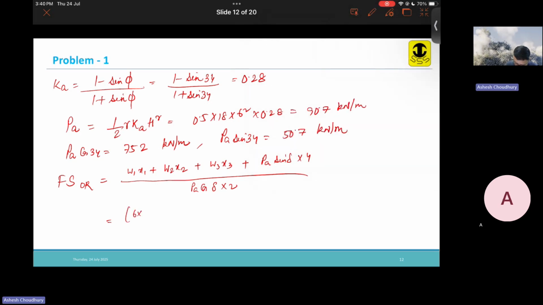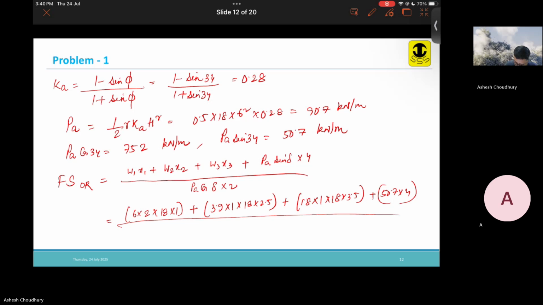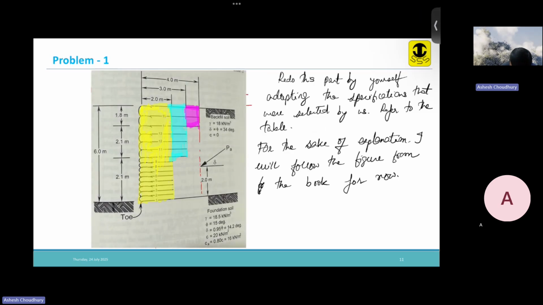So 6 times 2 into 18 into 1, plus 3.9 times 1 into 18 into 2.5, plus 1.8 times 1 into 18 into 3.5, plus 50.7 into 4, divided by 75.2 into 2. So why 6 into 2 into 18? 6 is this height and 2 is the width. 6 into 2 into 18 will give the weight.